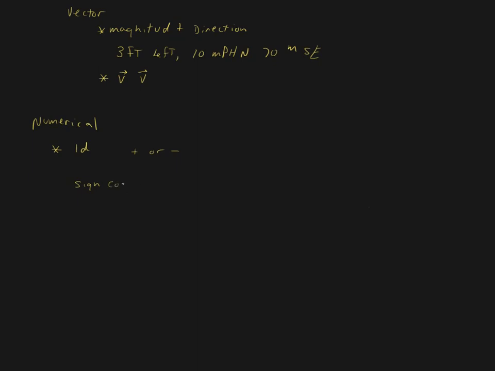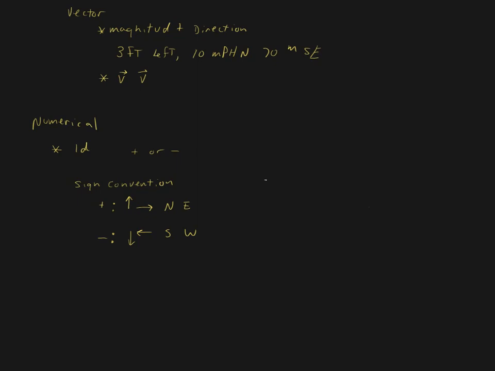So the sign convention is this. Any quantity which is positive is one which is moving up or to the right, north or east. Any quantity which is negative will be the opposite of that. So it's going to be down, to the left, south, or west. So let me give you an example of the usage here.